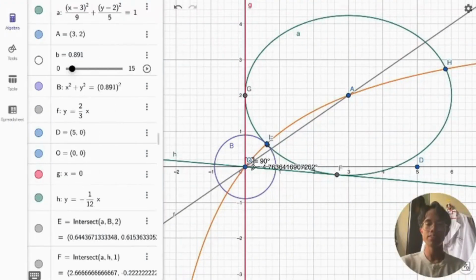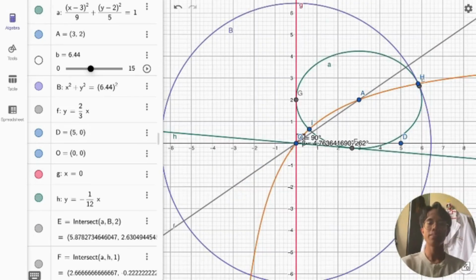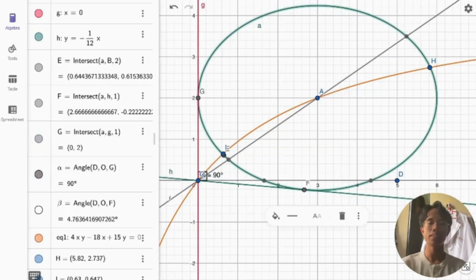For the ellipse, the radius when the circle first touches the locus is 0.891, and the radius when the locus is perfectly inside the circle is 6.44. And the arguments we get from here are two: 90 degrees, and for the minimum argument, we get negative 4.7636 degrees.